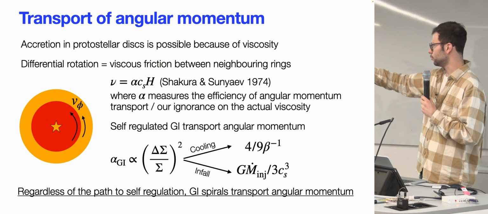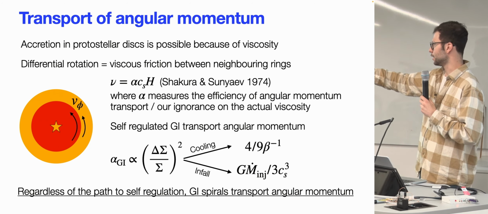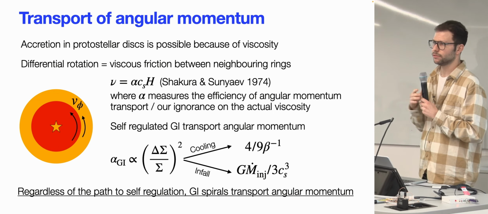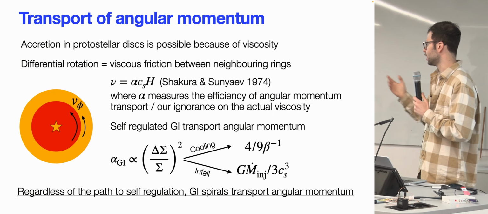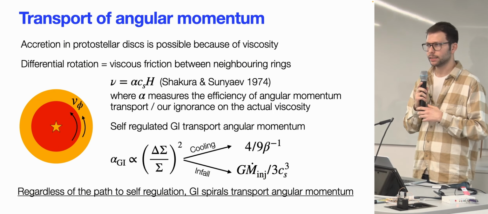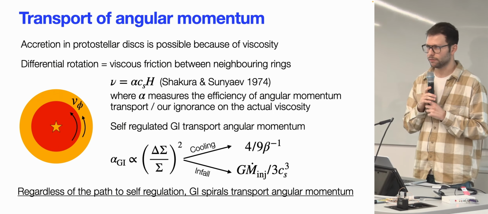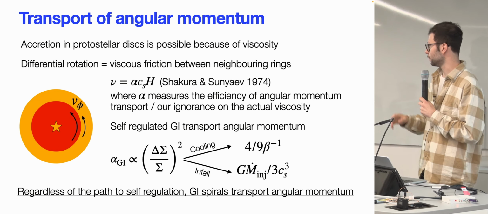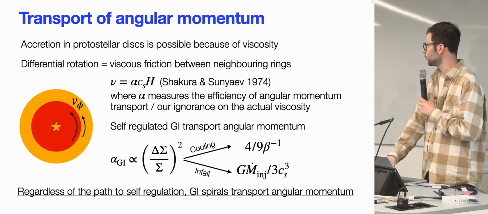It's possible then to connect this delta sigma over sigma with the two different paths to self-regulation. But the transport of angular momentum does not take into account the source of self-regulation. And this is important because it's a more general argument.